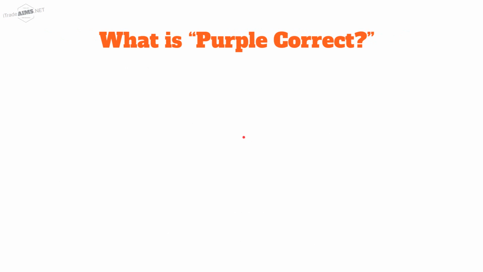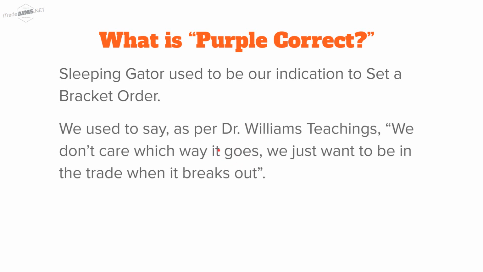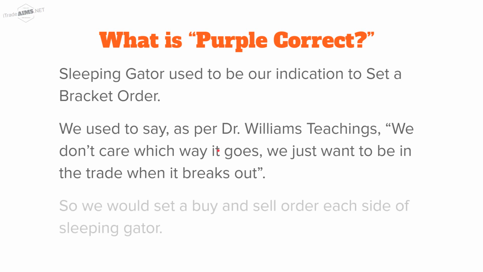Now we talk about what is purple correct, and this is what makes AIMS Gator so different to the normal Alligator. The sleeping Gator used to be our indication to set a bracket order. The bracket order was something like you see a sleeping Gator, you set a buy order and a sell order at the same time, and we used to say, as per Mr. Williams' teaching, that we don't care which way it goes, we just want to be in the trade when it breaks out.